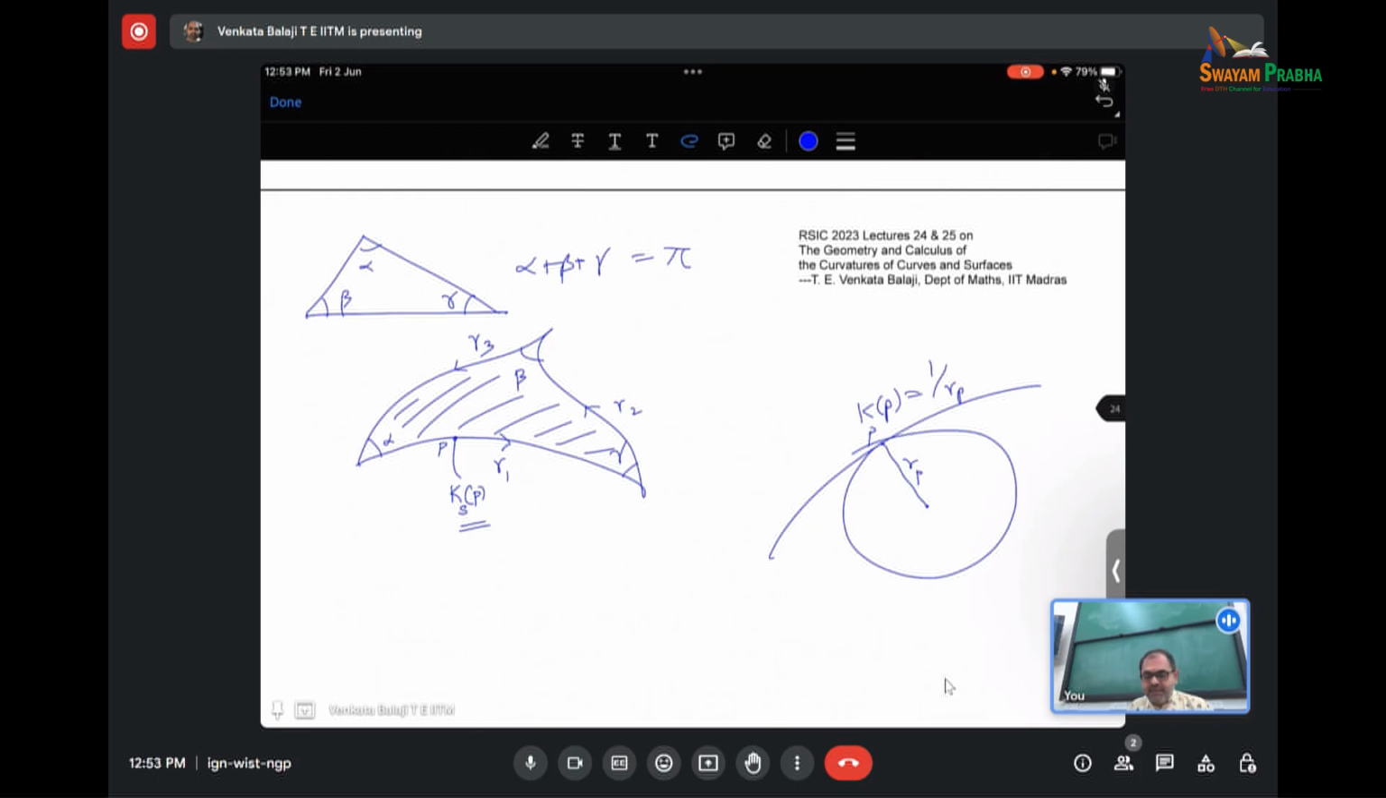Now, what is the philosophy of the Gauss-Bonnet theorem? Total curvature is some angle. The total curvature is always an angle. That is the Gauss-Bonnet theorem. If you want to say it in the barest minimum words, it tells you the total curvature is an angle.